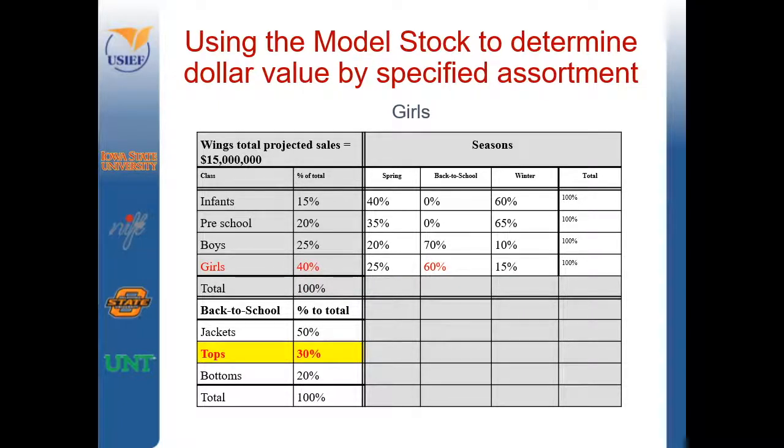Now, let's look at girls' back to school tops, which is 30% of our budget. So we now have from our 15 million that 6 million goes to girls and that 3,600,000 goes to back to school. But what portion of that goes specifically to tops? Well, to calculate that, we would take 3,600,000 times our 30%, which we have to again convert to a decimal to get 0.30 to get $1,080,000.